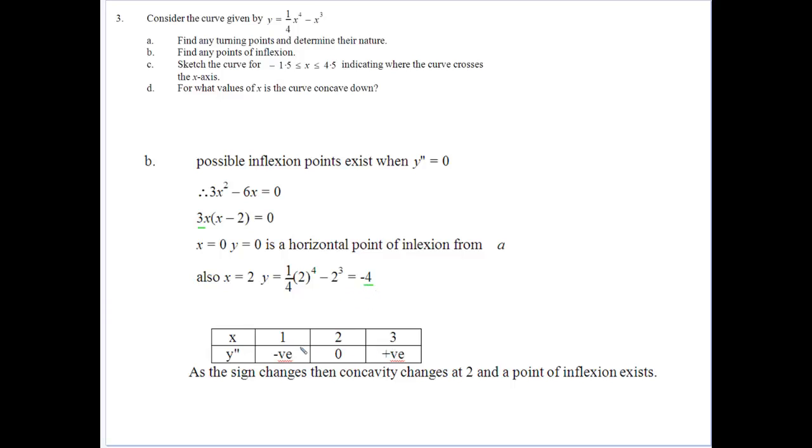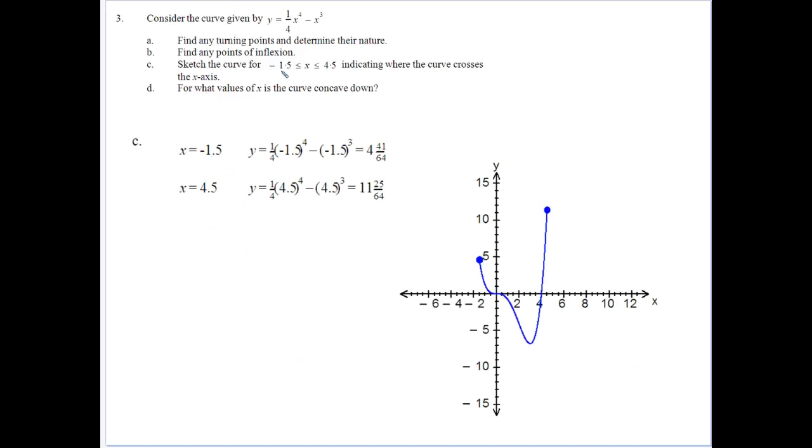Again, we test our concavity either side. So at 1 it was negative and at 3 it's positive. So we get a sign change, so the concavity is changing at 2 and a point of inflection is there. So we've got 2 points of inflection. I'm going to sketch the curve between those two values of the domain of x.